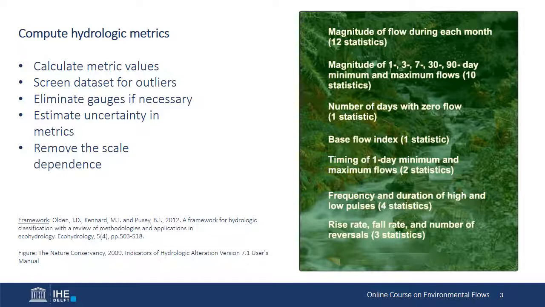Once the metrics have been calculated, it's necessary to screen them for outliers that may be due to data from rivers with altered flow regimes that slipped through the previous screening. Any gauging stations found to produce outliers can be removed from the analysis. It's also recommended to evaluate the uncertainty of metric values, which may be linked to different lengths or periods of gauge records. Metrics with high uncertainty values can also be eliminated if needed, while metrics with higher certainty can be weighted more heavily in subsequent classification steps.